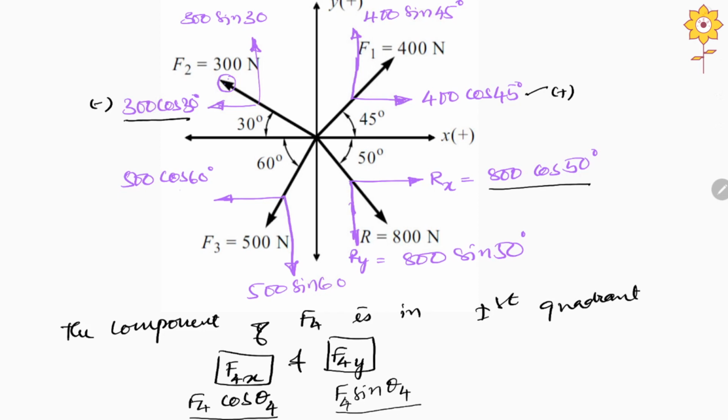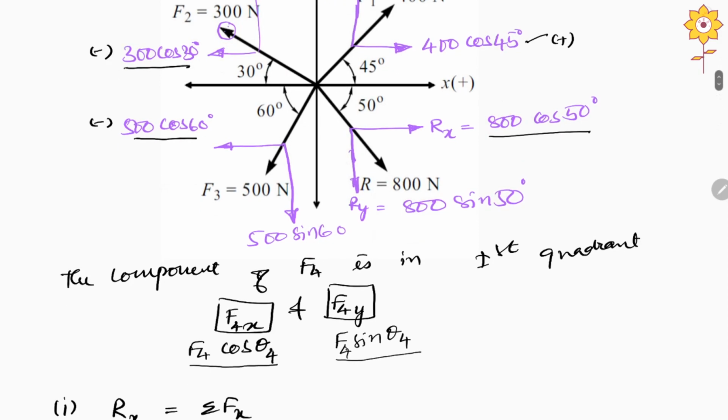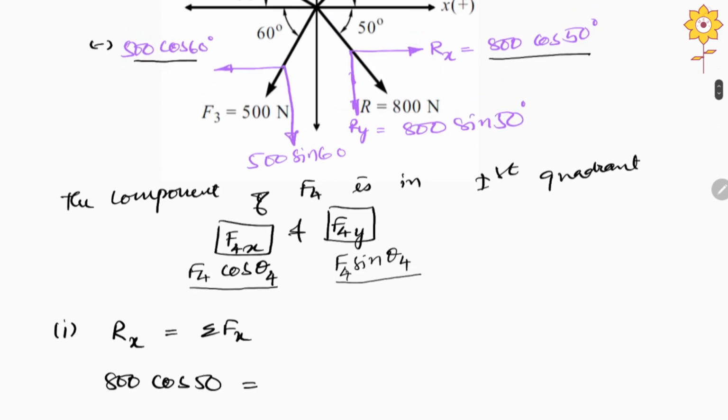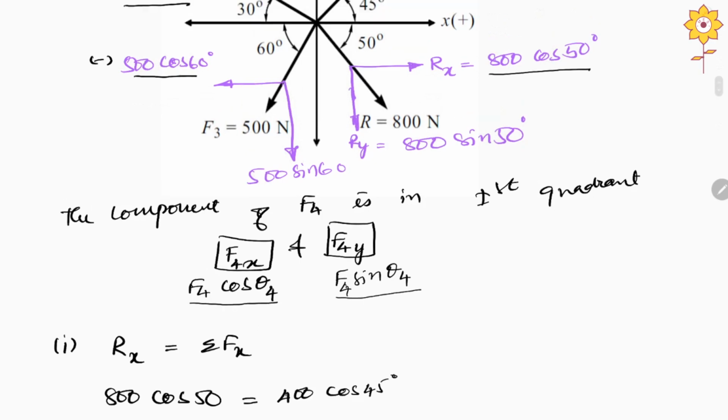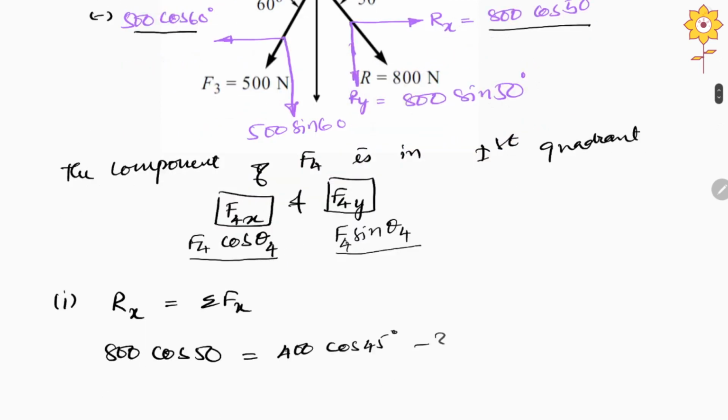And this one, 500 cos 60, again it is acting from right to left, so it will also be negative. So yes, these three forces, we have already written this Rx, so 400 cos 45, then minus 300 cos 30, then minus 500 cos 60.